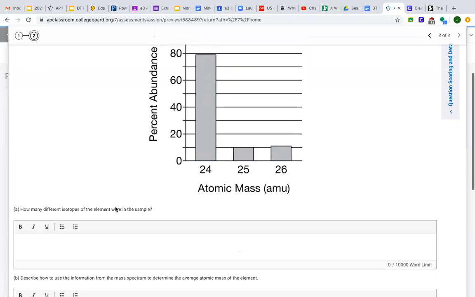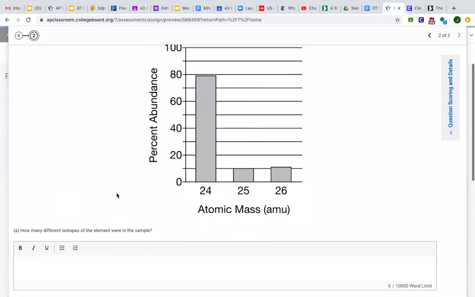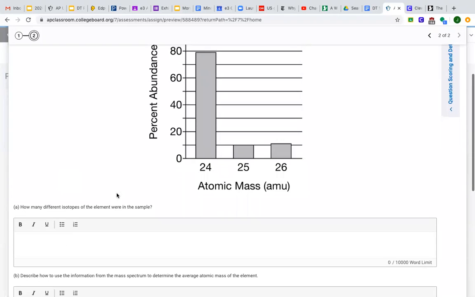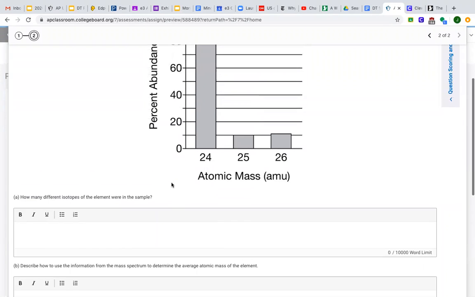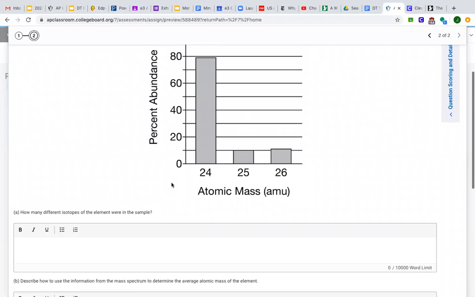Okay, so this is pretty straightforward. So how many different isotopes? Let's just talk through this one, guys. I don't feel like we have to spend a bunch of time going through each one individually. So how many different isotopes do we see here, gentlemen? 3. 1, 2, 3. Yeah, that's it. Okay, good. And then describe how to use the information from the mass spectrum to determine the average atomic mass. So what would you do? How would you get the average mass?